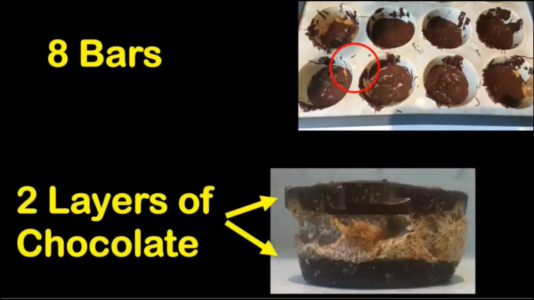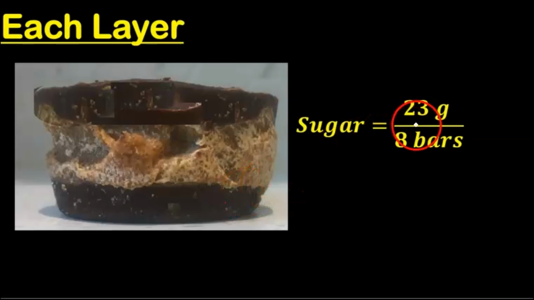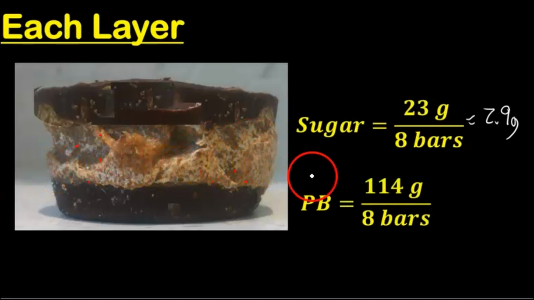Now let's look at this a little closer, to get closer to chemistry. I made 8 bars, and each bar had 2 layers of chocolate. There was 23 grams of sugar split up amongst 8 bars, so the amount of sugar was 2.9 grams in this middle layer. The middle layer also had peanut butter. There was 114 grams of peanut butter split up amongst 8 bars, which gave us about 14.2 grams of peanut butter in this middle layer.